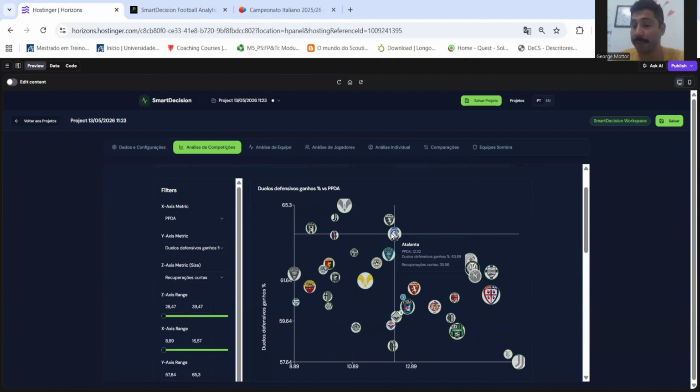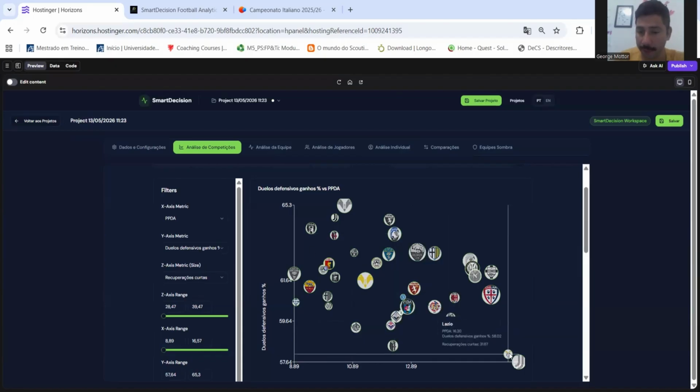If it's a team that doesn't concede many goals, it doesn't win that many defensive duels. In short recoveries, or the size of the circle, you see that the circle is also small, as it doesn't have many recoveries in its defensive field. That is Lazio. It allows the team to arrive, it allows the teams to cross, it allows the teams to shoot, and it can't recover balls in its defensive field.